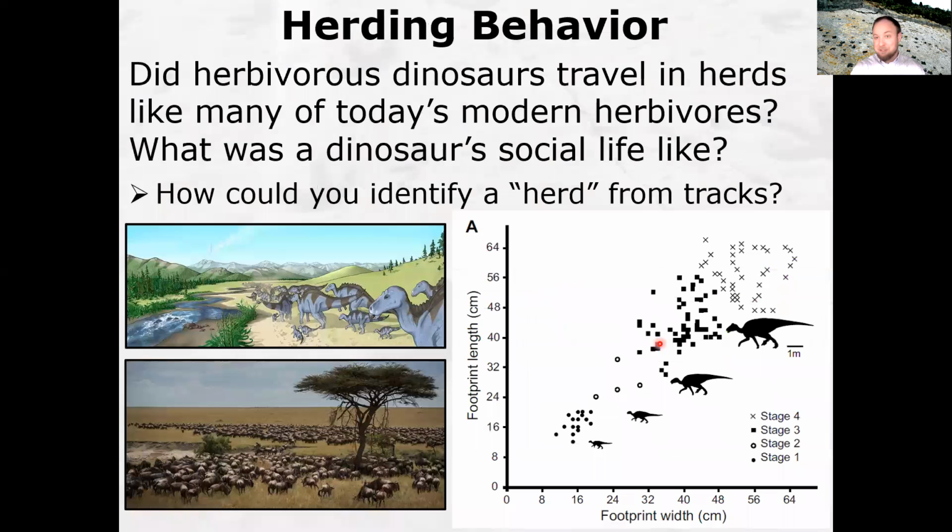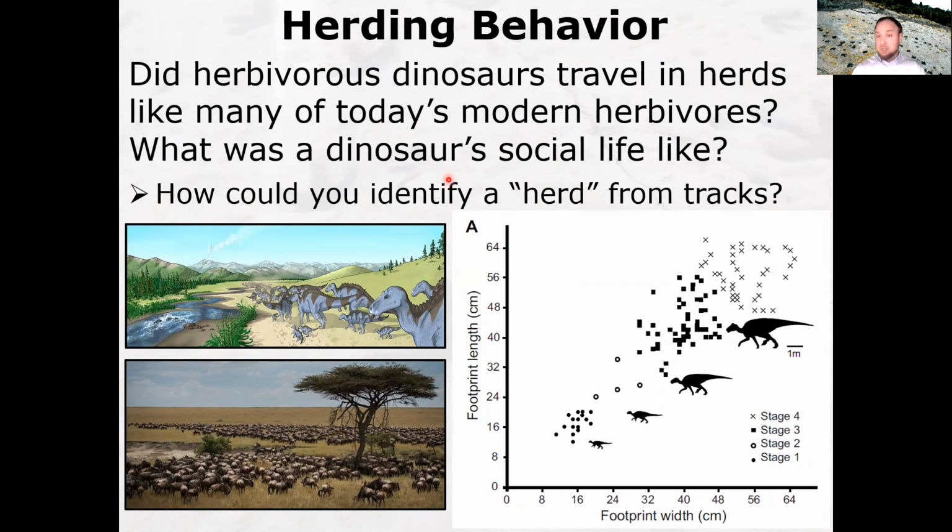So what else can we learn from the trackways? One big question is, if you look at the herbivorous dinosaurs, did they travel in herds? A lot of modern herbivores travel around in herds. This is a wildebeest herd in the Serengeti in Africa. Massive herds. A lot of other modern animals cluster in herds, like bison and elk.